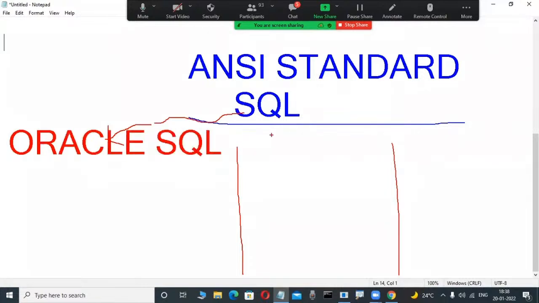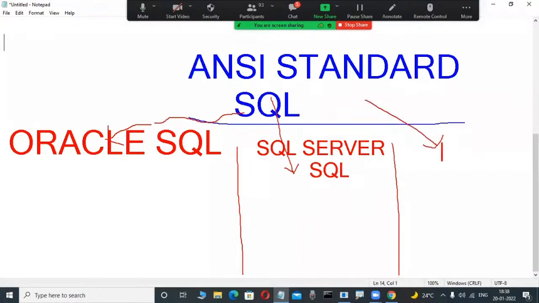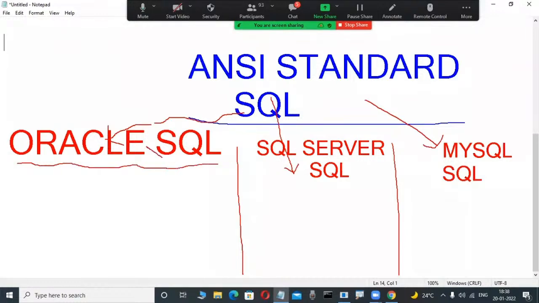That is important; so many fellows don't know that. Again, observe: SQL Server, a Microsoft product, created their own SQL from this ANSI standard SQL, called SQL Server SQL. Again, MySQL created their own SQL language from this ANSI standard, called MySQL SQL. That's why in our class we are learning Oracle SQL. How do you differentiate all these SQL languages? Conceptually they are the same.